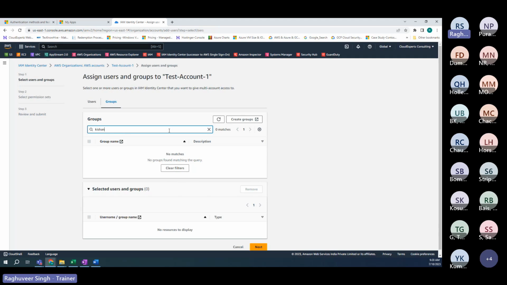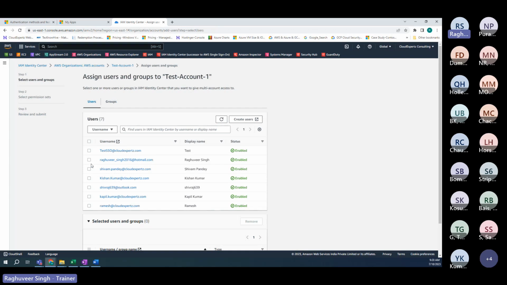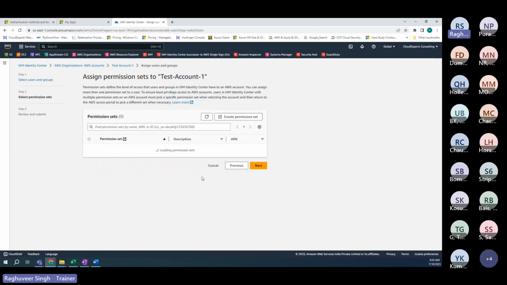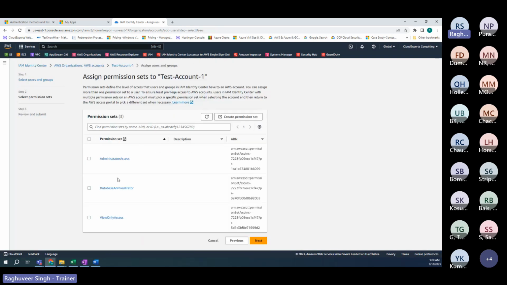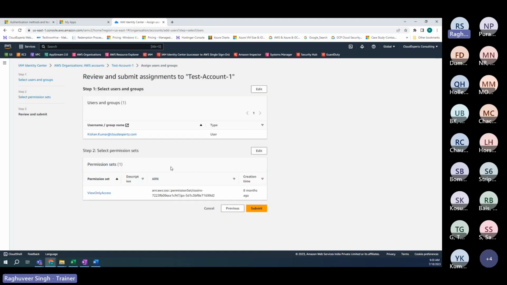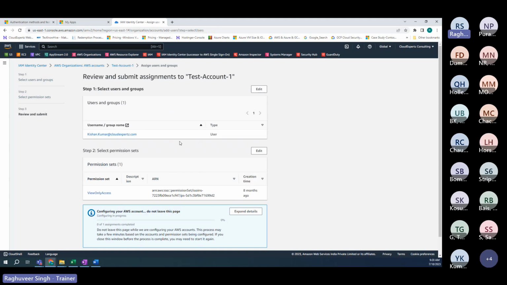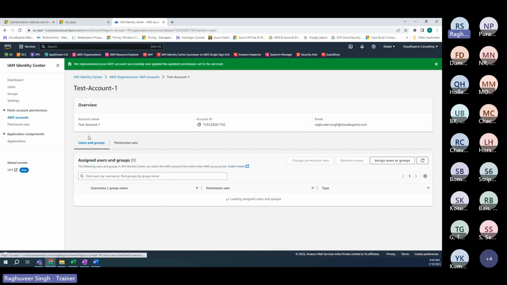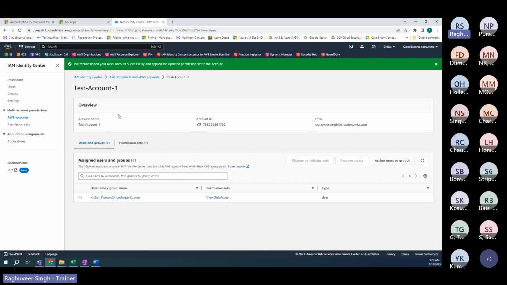So I will select the user here, and over here you will see all the users. So I'll select the user whosoever needs access to this account. So let's say I selected this user and click on next. Select the permission for this user, that what level of access needs to be granted to this user on this account. So I'll select, let's say, view only access for this user, and click next and submit. Now this user, Kishan Kumar, is getting view only access on AWS cloud.